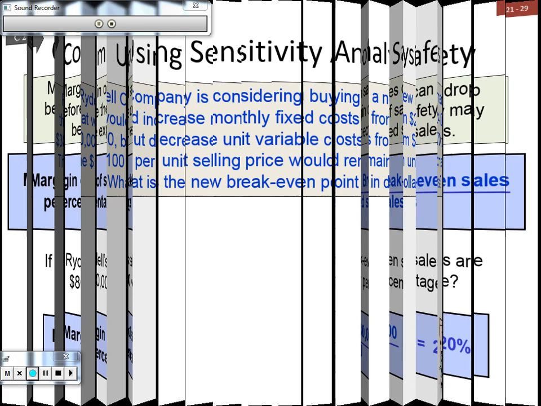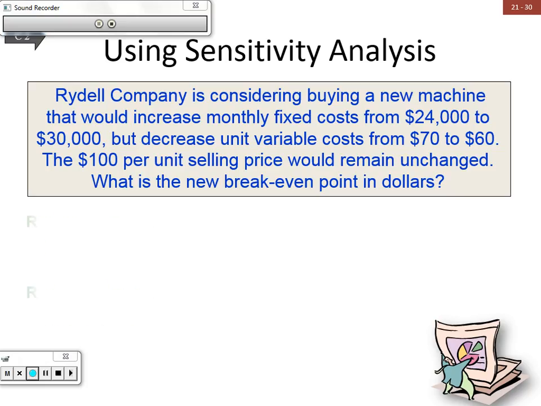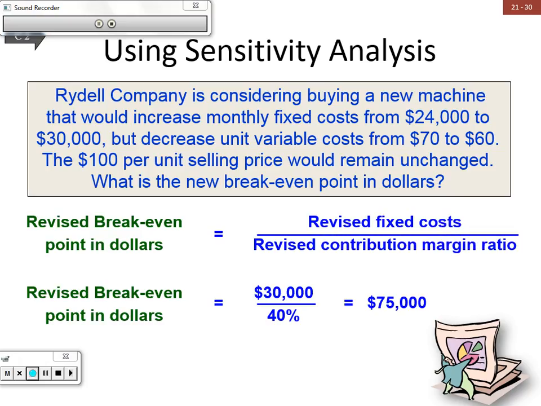Now, 20% is just basically saying what? What is the 20%? What does that signify? It's a margin of safety. It's a margin of safety ratio, but why do we care about that?